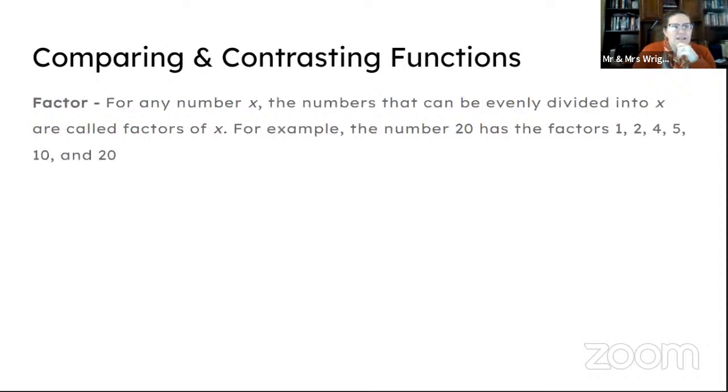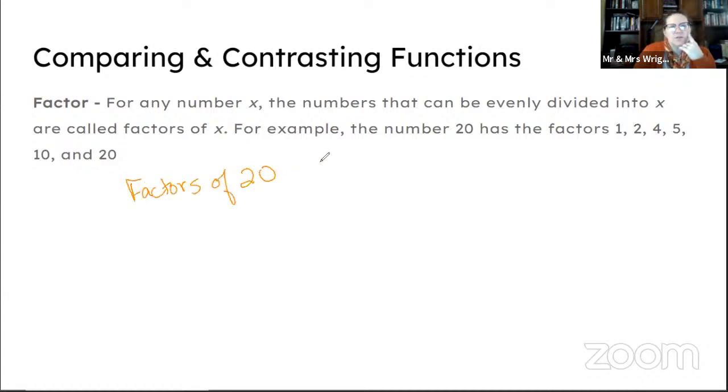A factor. For any number x, the numbers that can be evenly divided into x are factors of x. Okay, so what does that mean? All right, so what are some factors of 20? Well, there's 1 times 20, 2 times 10, 4 times 5, and then if I choose 5, I'll be back again. So the factors of 20 are, usually you want to write them in order from least to greatest, 1, 2, 4, 5, 10, and 20.